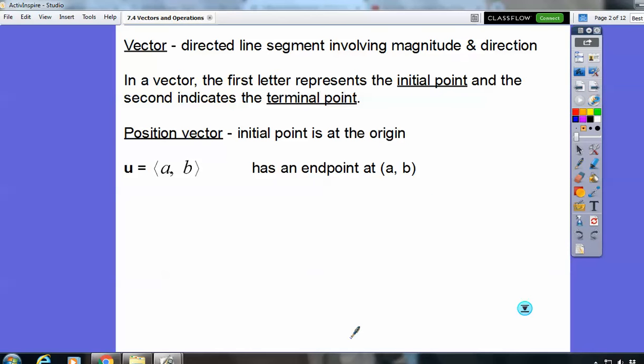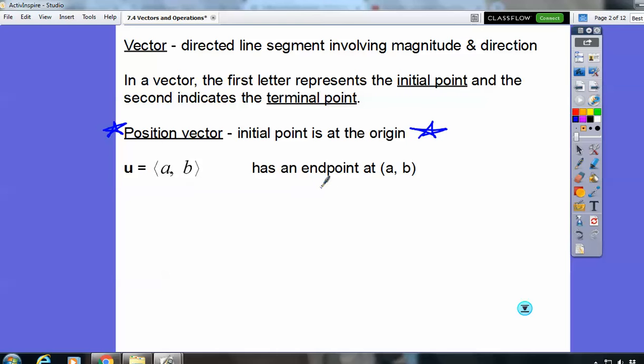A vector is a directed line segment that involves both magnitude and direction. So it's similar when we go to graph things. It's going to look a lot like just plotting a point, but we're going to draw it a little differently. In a vector, the first letter represents the initial point and the second indicates the terminal point. But the ones we are going to look at today are position vectors. And so in all of our position vectors, the initial point is going to be the origin.